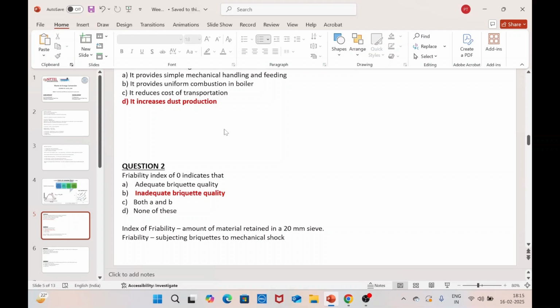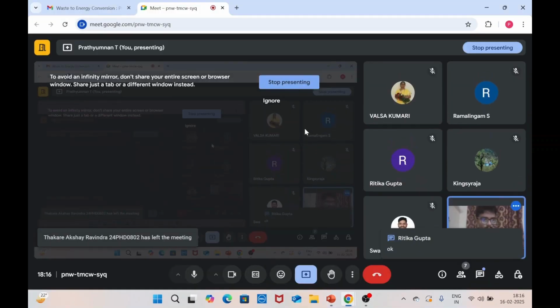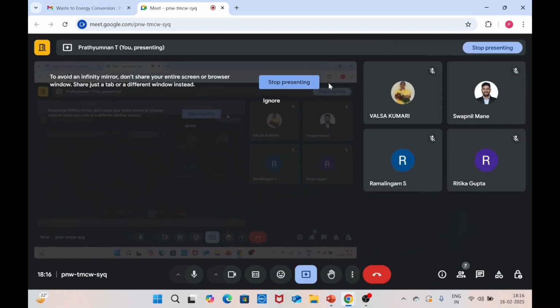Is the explanation okay, or is there any misconception or anything that is confusing? Okay, somebody has told okay. What about others?